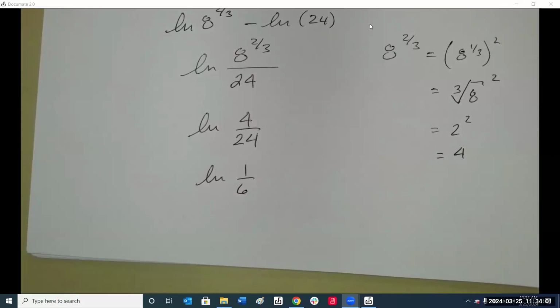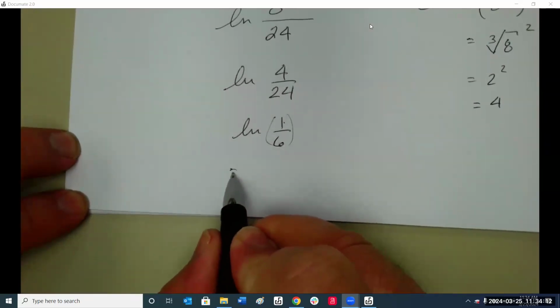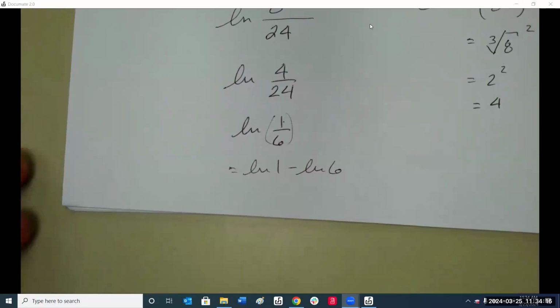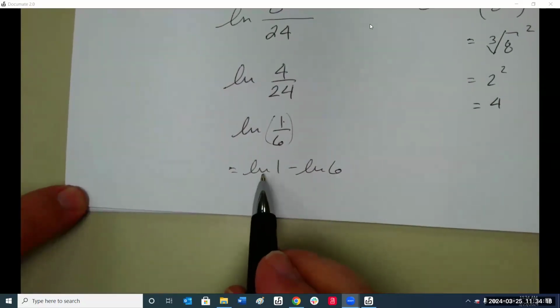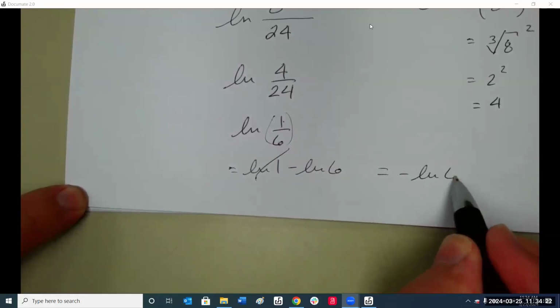So far, so good. Can we go any further? Because this is the ratio, we can go ln1 minus ln6. ln1 is what? 0. So the answer is negative ln6.